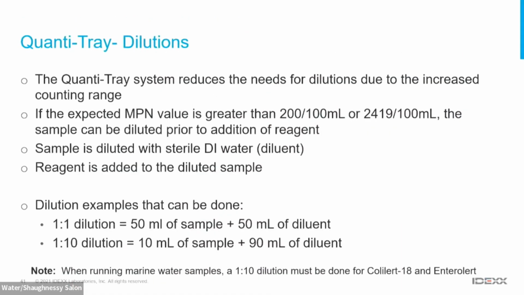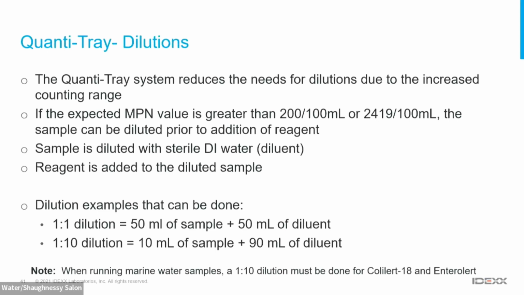So the advantage of the Quanti-Tray system over membrane filtration is that there's a much larger counting range. And because of that counting range, you don't need to do dilutions as often. So hopefully in drinking water, there's never an issue with that. But if you're on the wastewater side, or with waters where you weren't sure what number you would have, it is possible to do dilutions with the enzymatic methods.